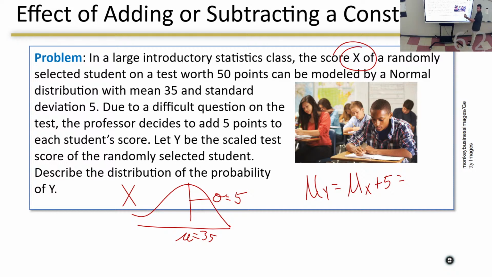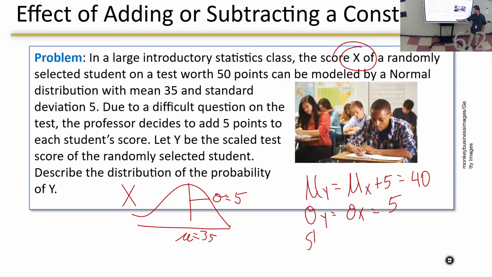The mean of X plus 5, which is 40. So again, this is how you need to show this stuff. The standard deviation of Y is equal to the standard deviation of X, which is still equal to 5, because it's not going to change.